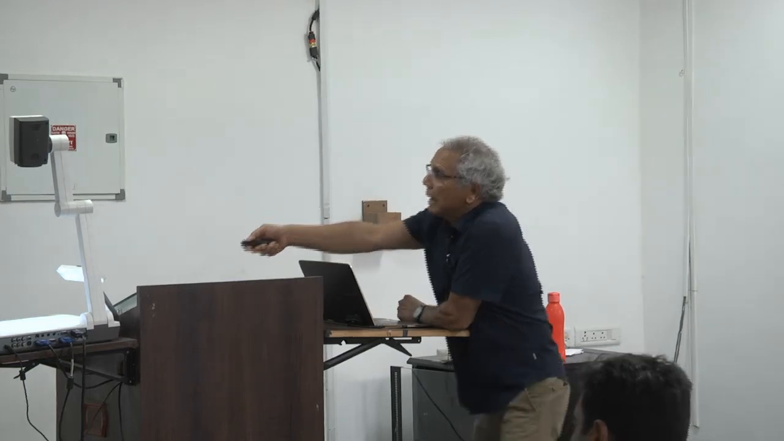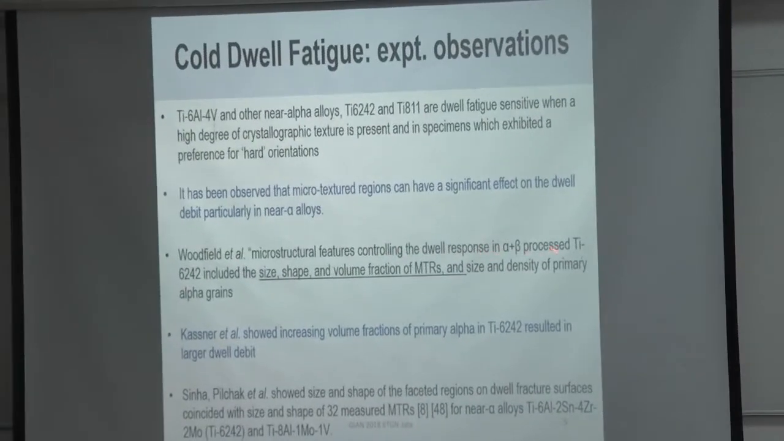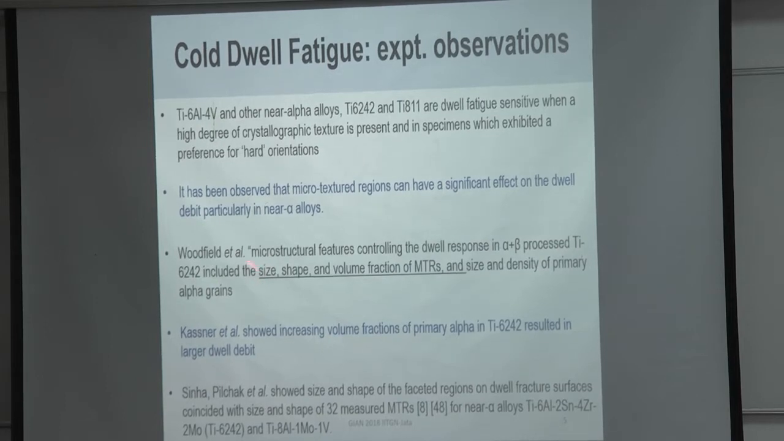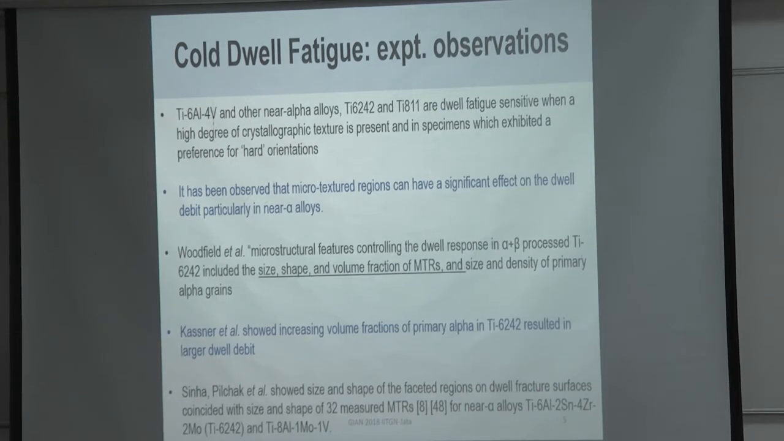This is one guy from General Electric, Cincinnati, Andy Woodfield, who said that the microstructural features controlling the dwell response in alpha-beta processed titanium 6242 include size, shape, and volume fraction of MTR, micro-textured regions. Okay? Micro-textured regions, the same thing, MTR. Size and density of primary alpha grains. So he's one of the guys, I think back in the 80s maybe. His paper is available in the literature, Woodfield, and it's a good paper actually.